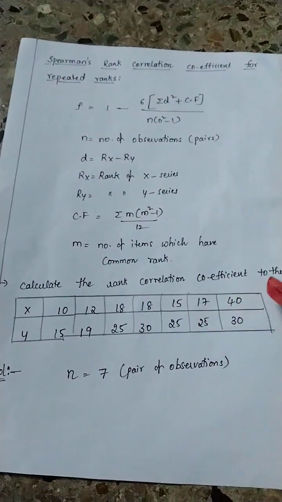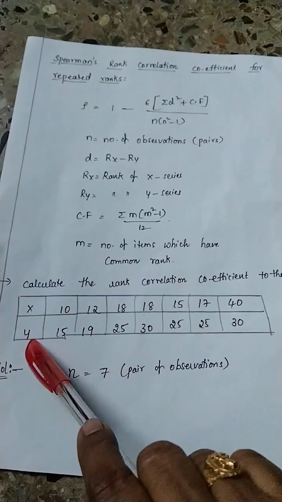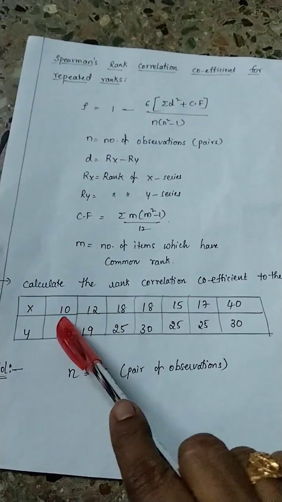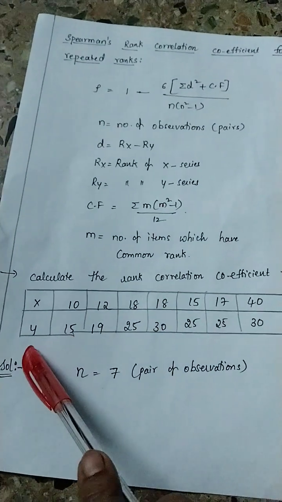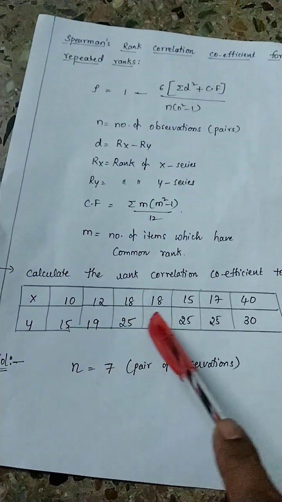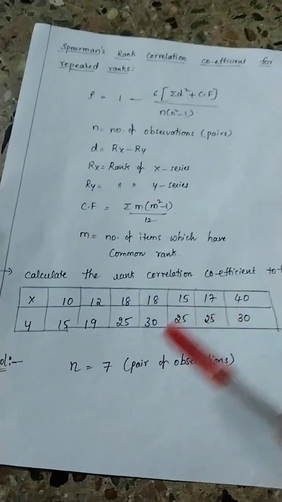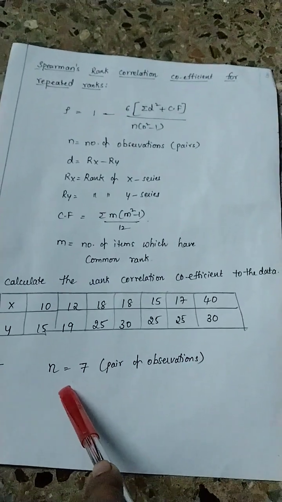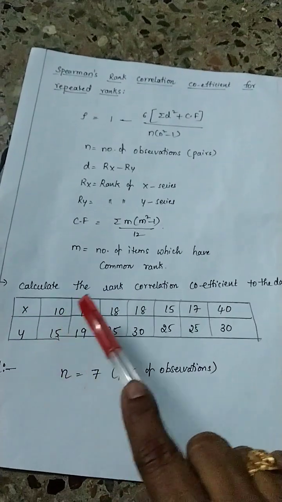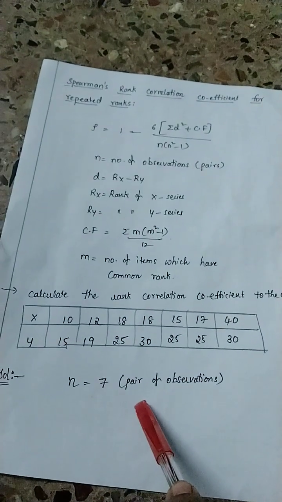So here is the problem. Calculate the rank correlation coefficient for the data given below. So x and y. See here, in the values of x, the value of 18 is repeated, and in the values of y, the value of 25 is repeated and 30 is repeated. So what is the value of n here? N is the number of pairs of observations, where you are having 1, 2, 3, 4, 5, 6, 7. So n is equal to 7.